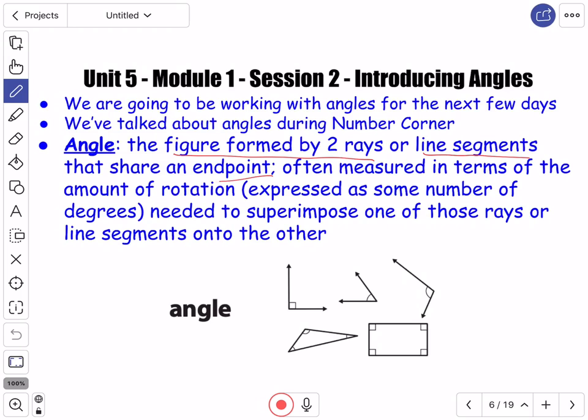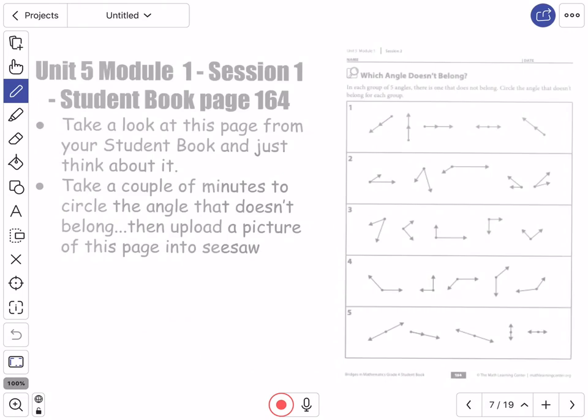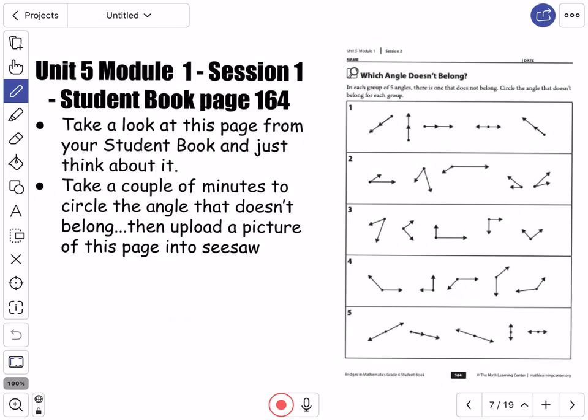All right. Okay. So we're going to work with angles for the next few days. We've talked about angles in number corner, like I mentioned. Remember that an angle is a figure formed by 2 rays, or line segments, and they share an endpoint. Okay, so here would be that endpoint that they share right here, okay? Often measured in terms of the amount of rotation, expressed as some number of degrees. So acute angles would be less than 90 degrees. Obtuse angles would be more than 90 degrees, okay, and things like that. So all of these, this picture that you see right here, all of this is angles.